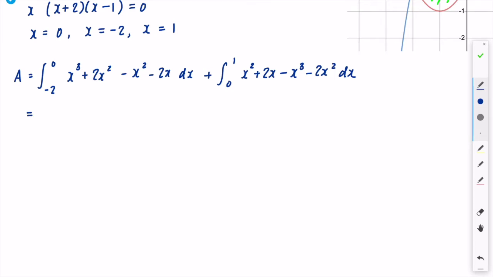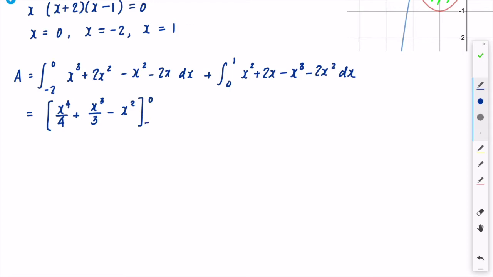So x cubed becomes x to the fourth over 4. I have 2x squared minus x squared, that's 1x squared, so x cubed over 3, minus 2x squared over 2, so it's just x squared.